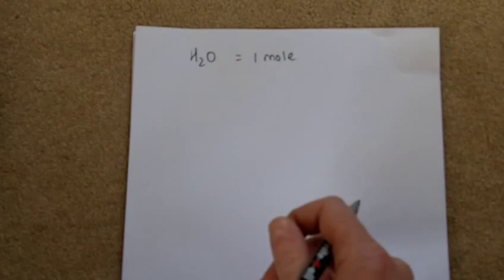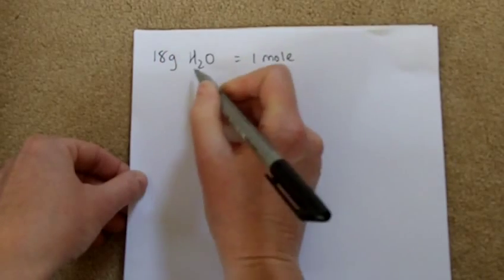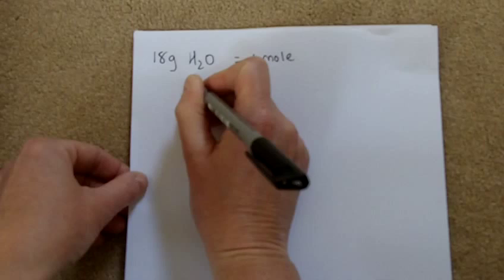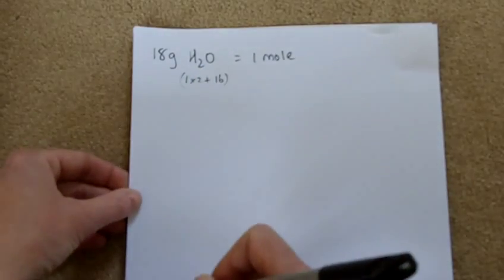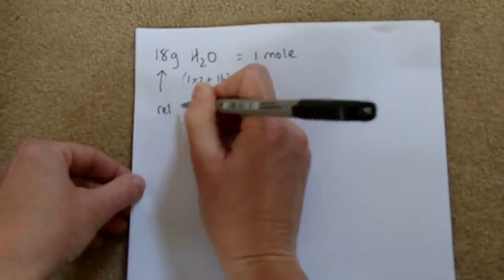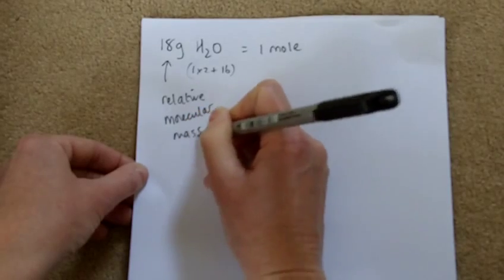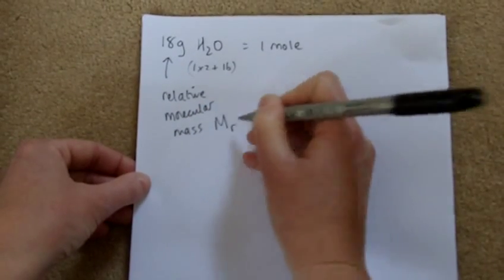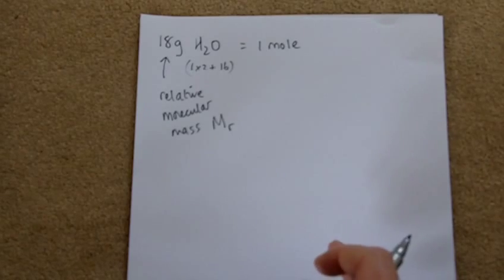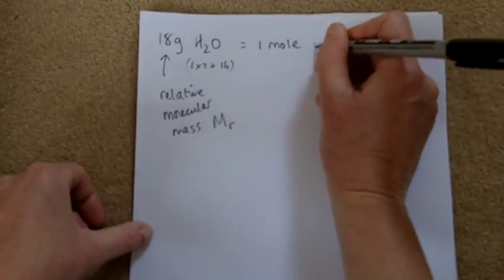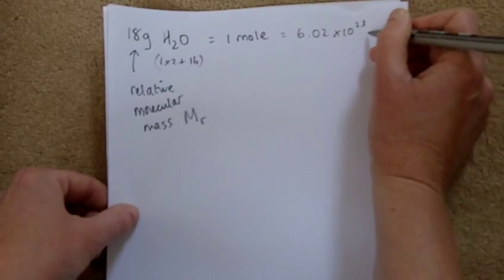So we need to take the relative molecular mass, and that, for water, is 18, because the relative atomic mass of hydrogen is 1, and there's 2 of them, and oxygen is 16, so that adds up to 18. This is called the relative molecular mass because it's a molecule. The symbol we use for that is Mr, capital M, little r. And that in grams is 1 mole. How many water molecules are there? Because it's 1 mole, there are 6.02 times 10 to the 23 molecules.